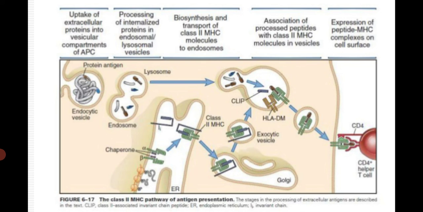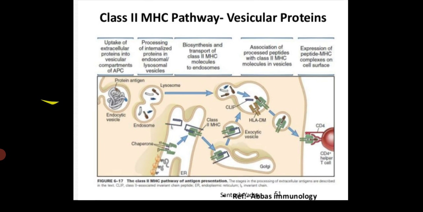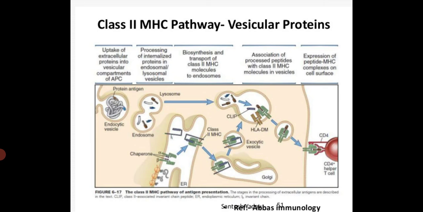The CD4 cell has a co-receptor and it binds with the alpha 2 domain of the class 2 molecule, and in this way they present an antigen to the T helper cell, and then this CD4 cell takes the help of other cells to kill the antigen. This is the pathway which is presented by the MHC class 2 molecule.